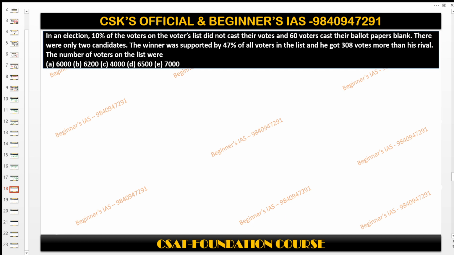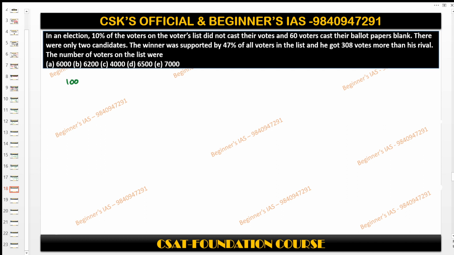What happened to this question? So first of all, what is the number of voters on the voter list? So we can take that as 100. You are taking it as 100. Okay, fine, very good.